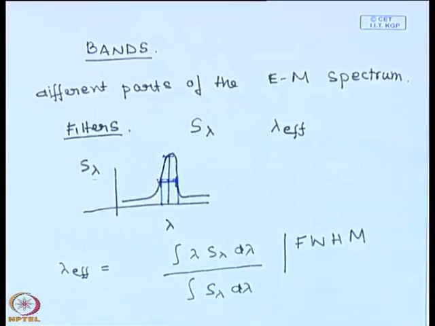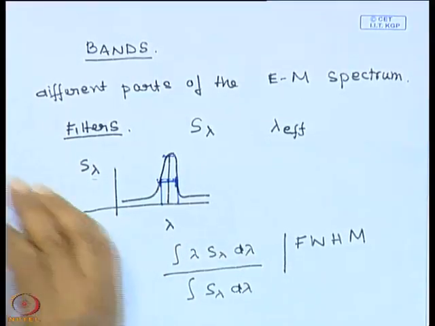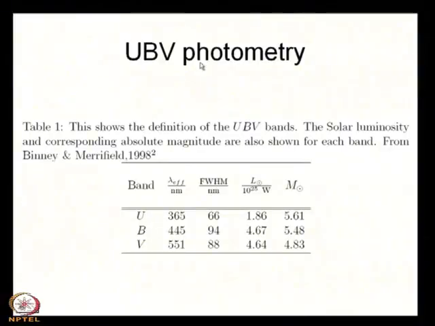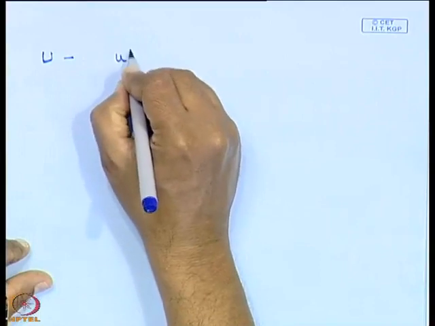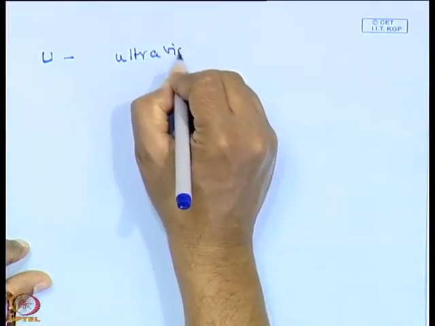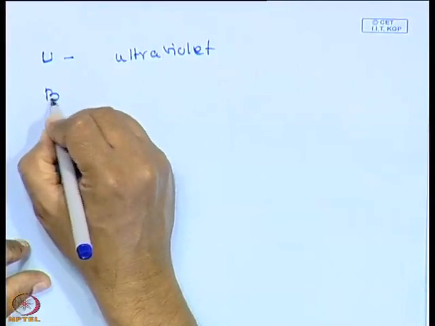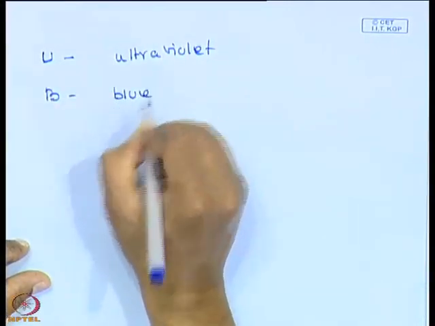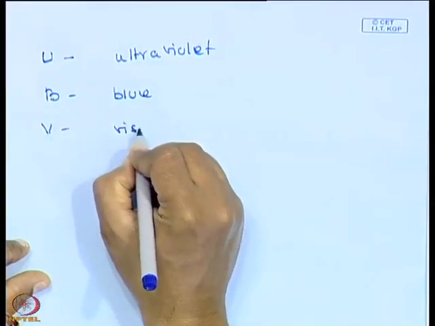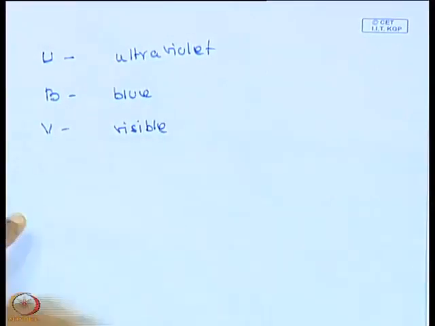Okay, so this is a very commonly used system of photometric bands. It is referred to as the UBV photometry. U stands for ultraviolet, so let me discuss this. U is ultraviolet, B is blue, and V is visible. So this is a very standard photometric band system.